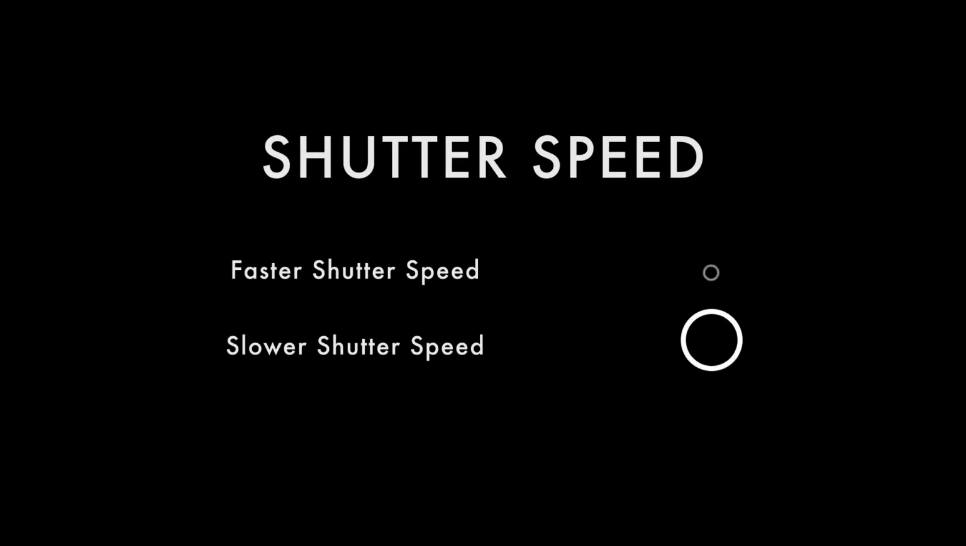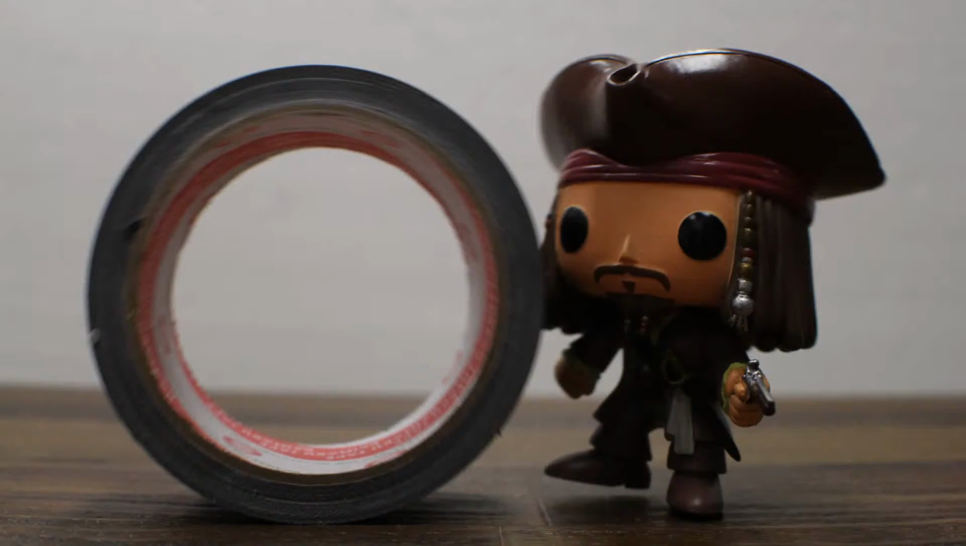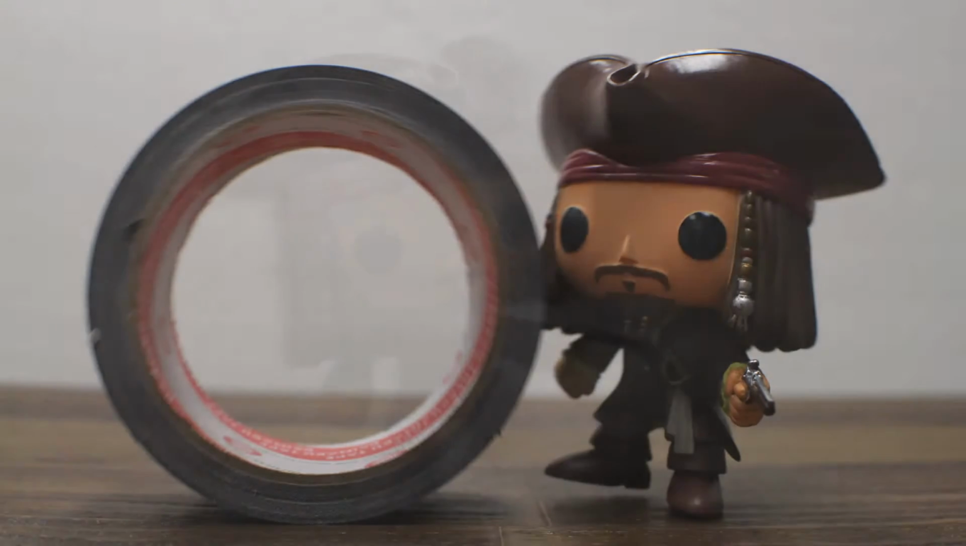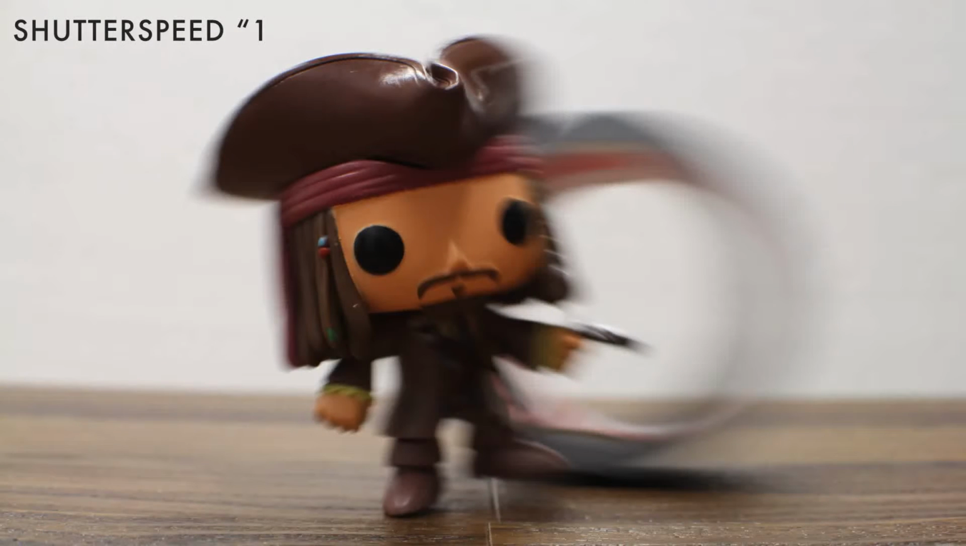Here are examples of a rolling duct tape hitting a Jack Sparrow. You see this image was taken with a fast shutter speed. You can see the Jack Sparrow's feet are floating and the duct tape is frozen. But it's actually a moving object and it happened in just under a second. Compared to this one, taken with a slow shutter speed, you can see how the duct tape rolls and blurs and the Jack Sparrow moves and blurs.